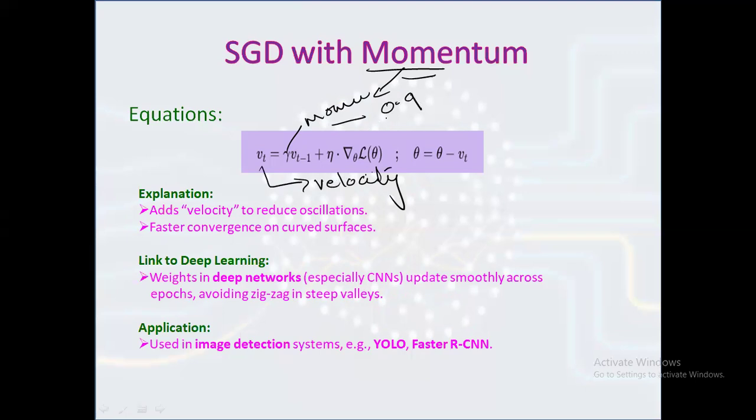This technique helps smooth out oscillations during training, especially in areas where the gradient changes direction rapidly, such as steep valleys or ravines. In deep learning, this method ensures that updates are more stable and converge faster, particularly in very deep networks like VGG or ResNet. It is widely used in object detection models like YOLO, where deep networks benefit from stable directional learning.